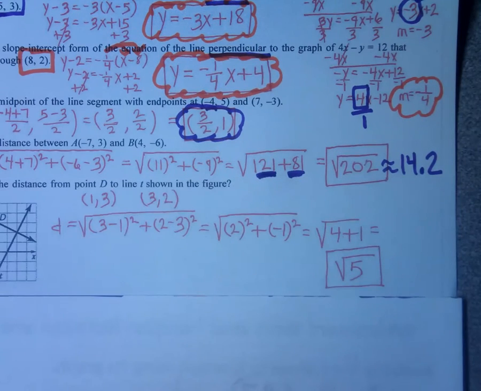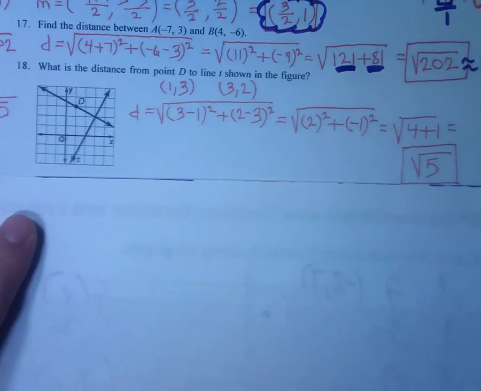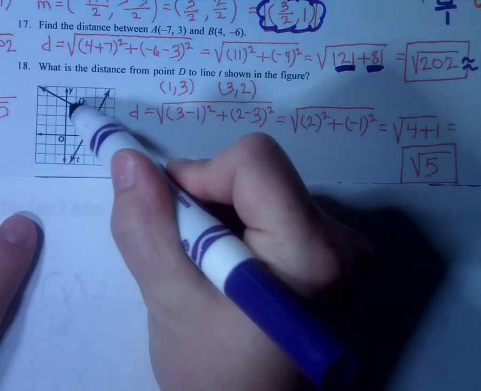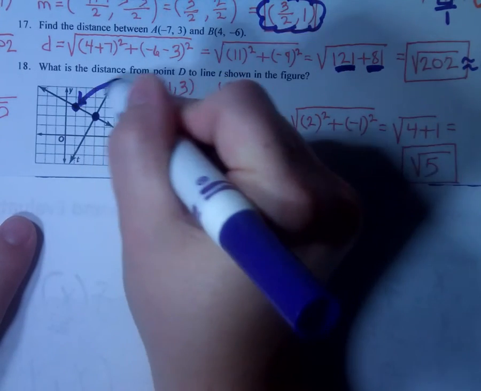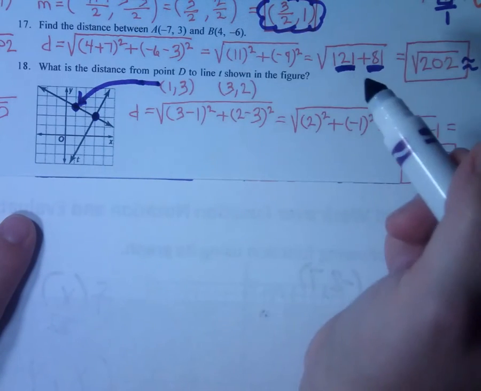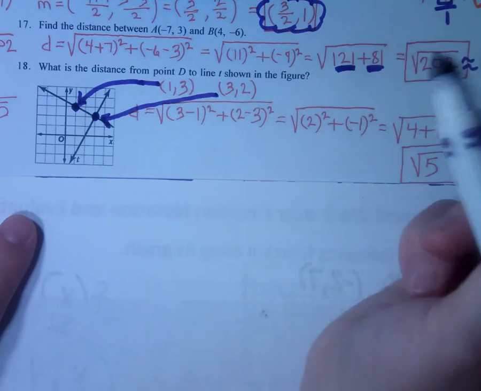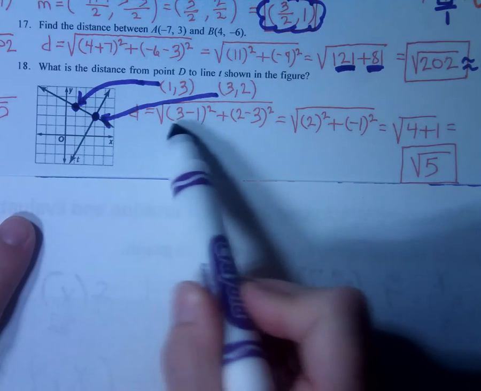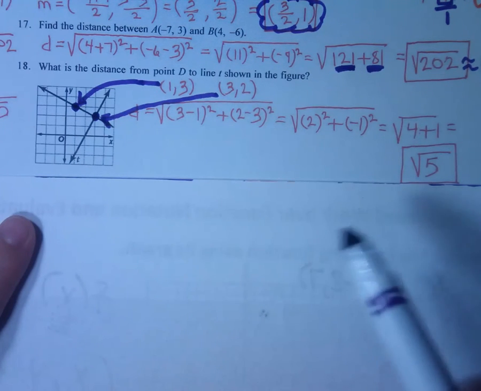Okay, number 18. This one wants us to find the distance from point D to line T, shown in the figure. So if I want to find that distance, the closest distance D is away from line T is from here to here. So if I were to identify those ordered pairs, this point is (1, 3), and this one right here is the point (3, 2). And then I just use my distance formula. I subtract my x's, square that, plus subtract my y's, square that.